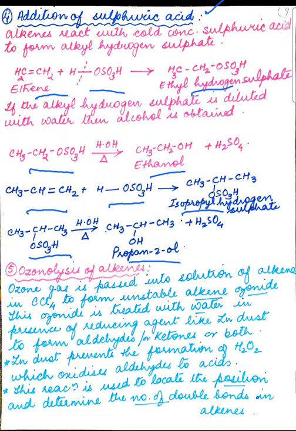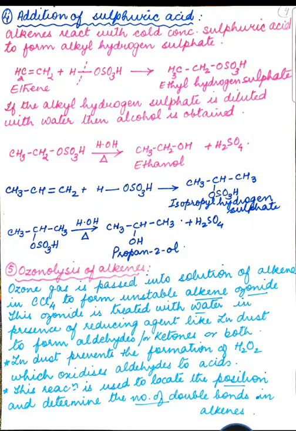Next reaction, that is the ozonolysis of alkenes. When ozone gas is passed into the solution of alkenes in CCl4, it forms unstable alkene ozonide. This ozonide is treated with water in presence of zinc dust to form either aldehydes or ketones, or both may be formed. Zinc dust actually prevents the formation of H2O2, which oxidizes aldehydes to acids. And this reaction is used to locate the position and determine the number of double bonds in alkenes.